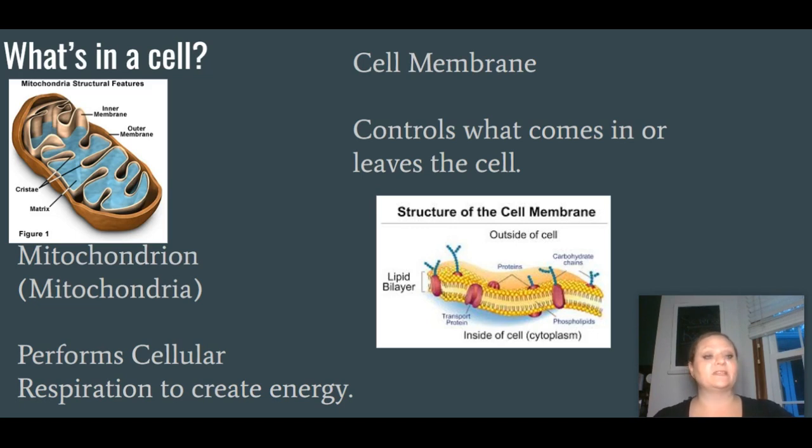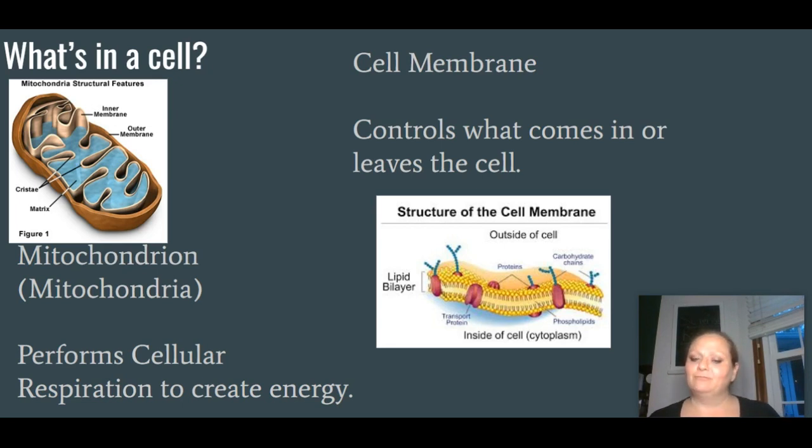That's where we're going to take glucose and oxygen, and we're going to use it to create ATP, adenosine triphosphate. ATP is used to allow us to store energy or use energy. That's what our cell needs for it to do its job.